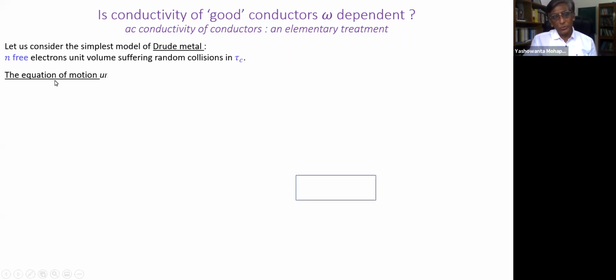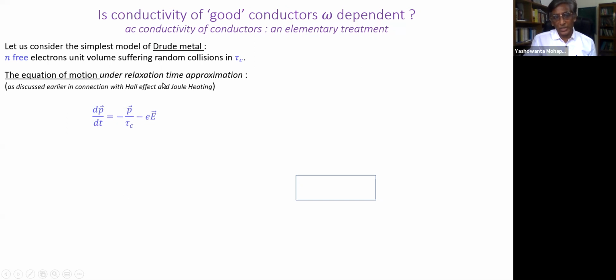So the equation of motion under relaxation time approximation, as discussed earlier in connection with Hall effect and Joule heating, is dp by dt equals minus p by tau c minus eE. Only force is this, but you are losing momentum every time there is a collision, and mean time for collision is tau c. That's something that we're already familiar with. Now let me subject it to a time-dependent electric field, such as E(t). It could be a real, let's say, cos omega t, so real of E naught e to the power minus i omega t. That's the simplest harmonic excitation that we can subject this equation of motion to.